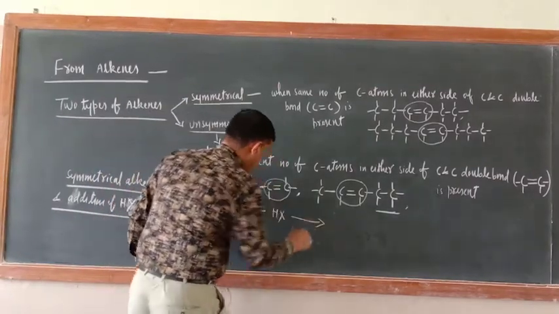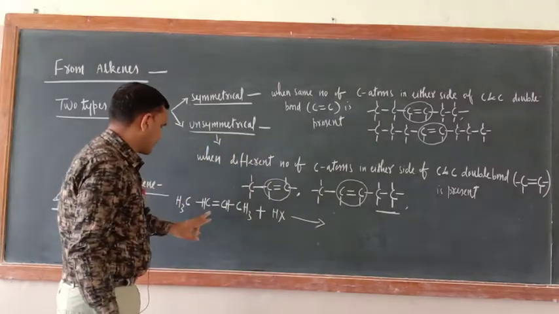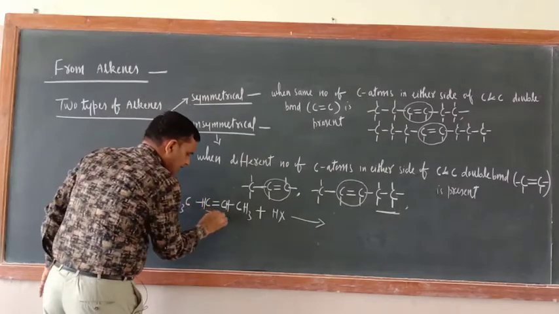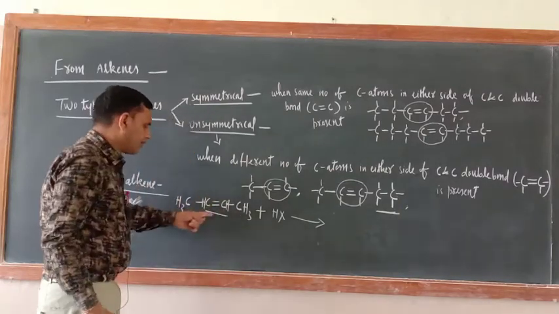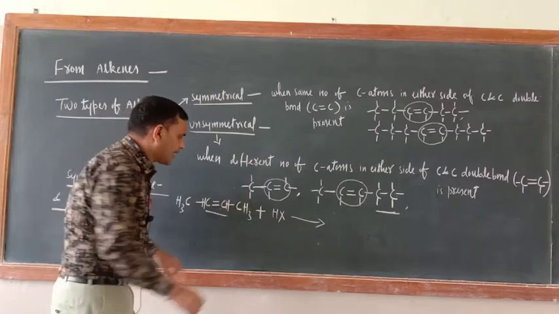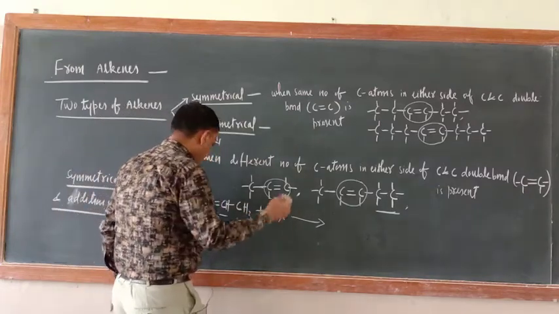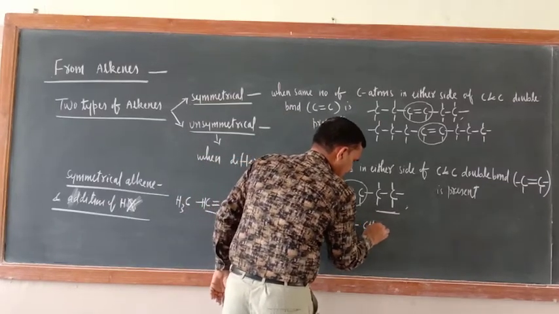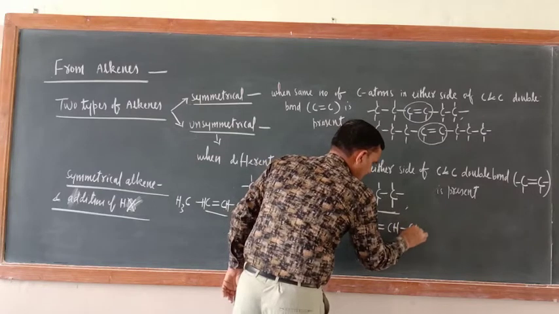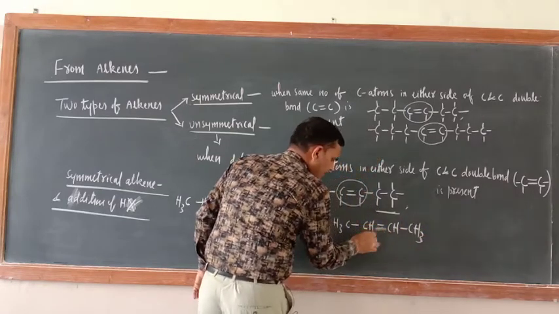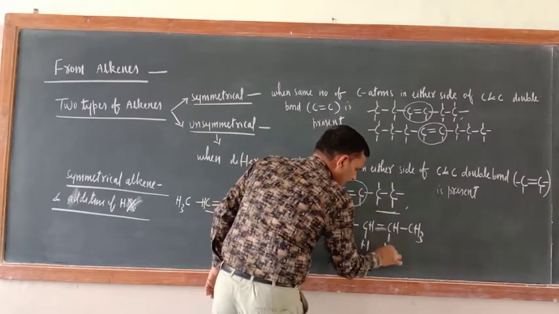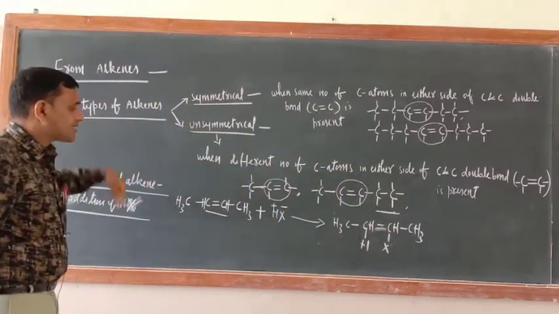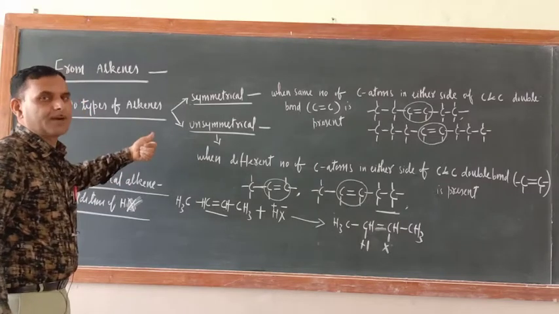Okay, so now just see here. You will get only one product. Now you don't have any problem. You can just focus on the carbon-carbon double bond. With either carbon atom you can add H and X. No problem. Just see H3C, here CH double bond CH, here what is there? CH3. So break the double bond, put here H, put here X. Okay, no problem. But suppose you have taken an unsymmetrical alkene, then the case will be different.